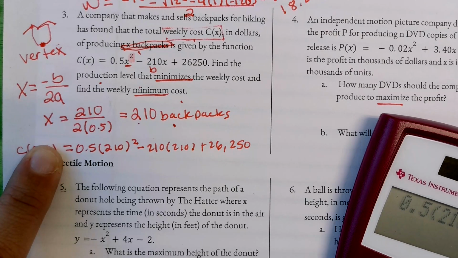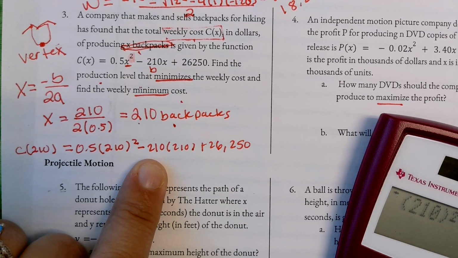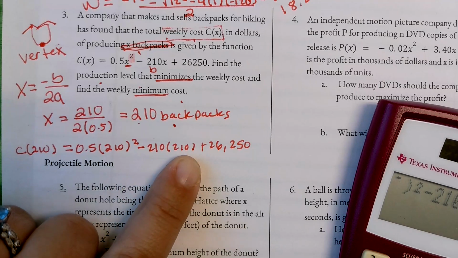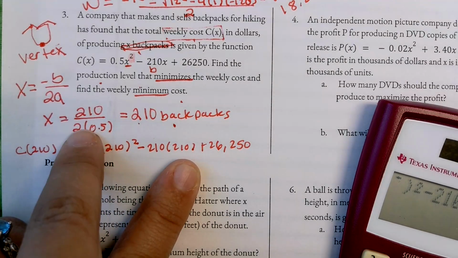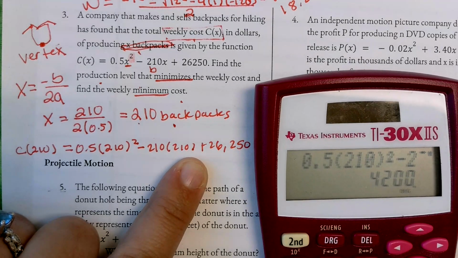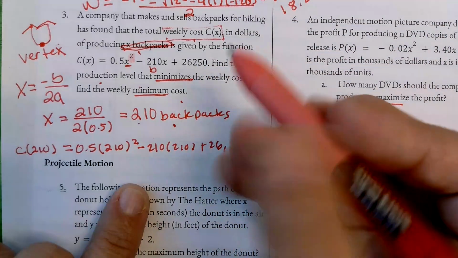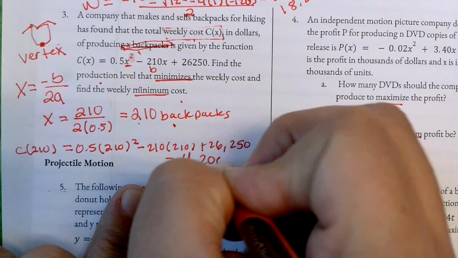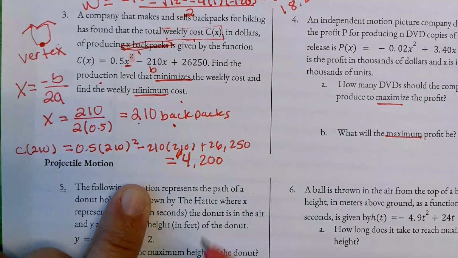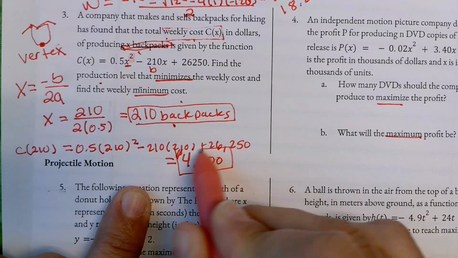Notice that I used a positive number. If in these problems we get a negative number of backpacks, or on your homework, a negative number of chandeliers, you've lost your negative somewhere, and it was probably in this x part, right? So be careful. We're using positive numbers, positive money, right? So I got 4,200, and that is in dollars. So those are my two answers, 210 backpacks and $4,200.